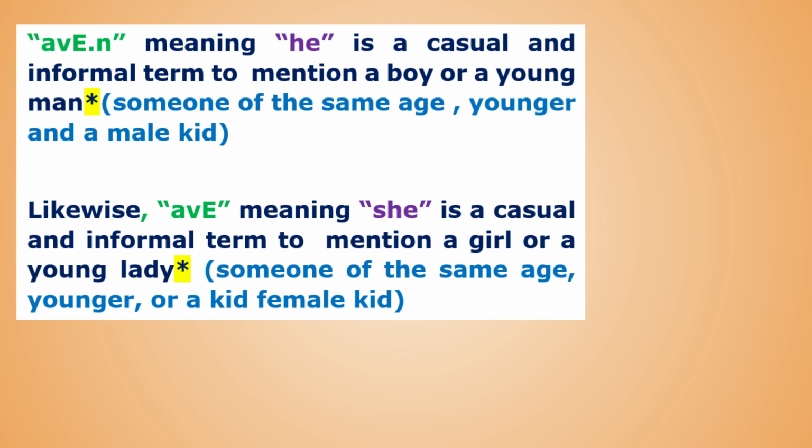Avan, meaning he, is a casual and informal term to mention a boy or a young man, someone of the same age, younger, or a male kid. Likewise, ava, meaning she, is a casual and informal term to mention a girl or a young lady, someone of the same age, younger, or a female kid. This can be taken as a logical general rule, but there can be a few exceptions, and that is why I have used an asterisk.